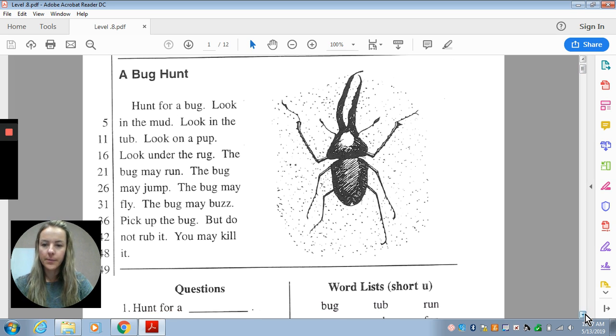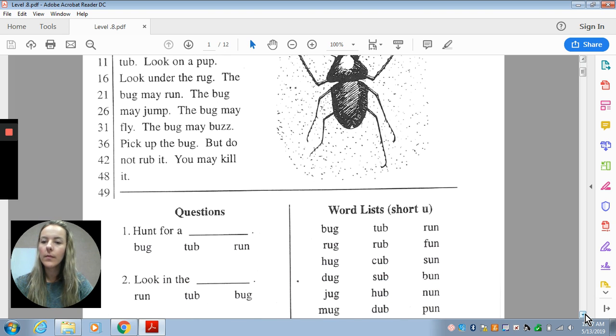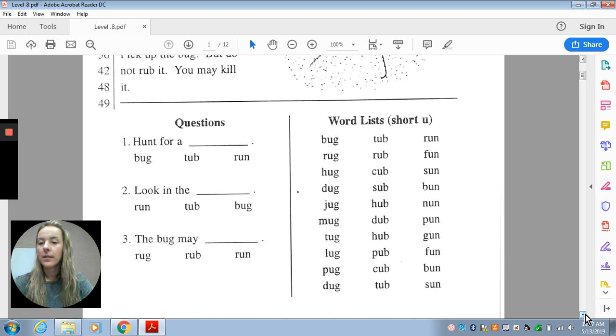And if I scroll down, I will give them a minute for the questions. Now they can always stop there for reading. If they want to do the questions, they absolutely can, right? So give them a minute to read. Okay, what does number one say? What do you think it is? Hunt for a bug, right? Things like that.